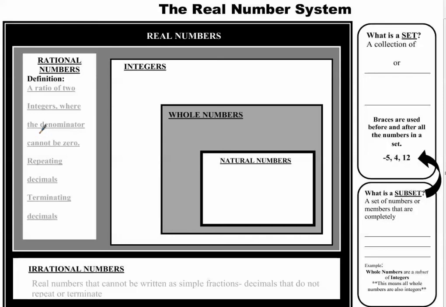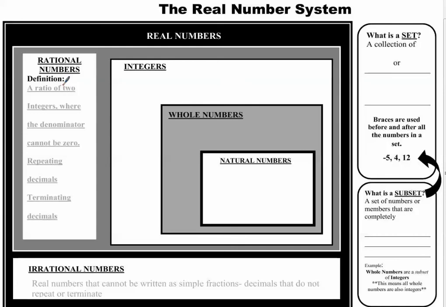Today we're going to talk about the real number system. This is where you have your numbers, your real numbers, which is made up of different subsets. You have rational numbers, integers, whole numbers, natural numbers, and irrational numbers.